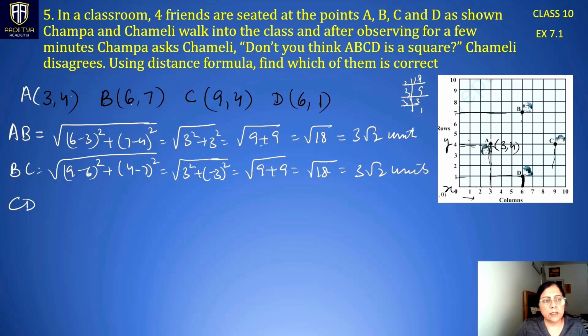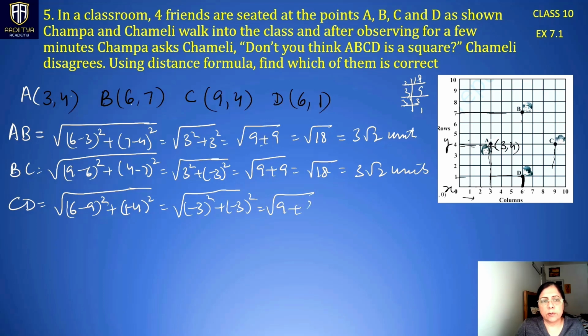Then CD. CD is 6 minus 9 square, 1 minus 4 square. So we have 6 minus 9 is minus 3 square, 1 minus 4 is minus 3 whole square. So again we have 9 plus 9, that is root 18.